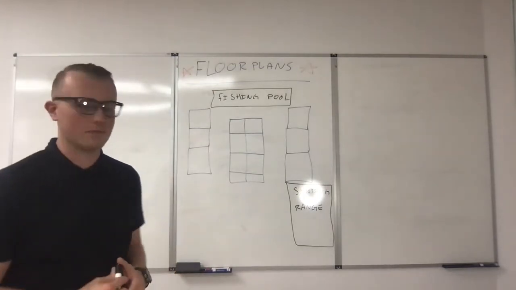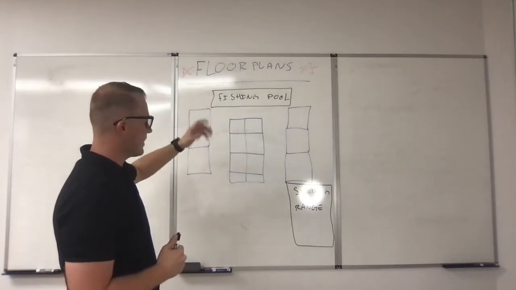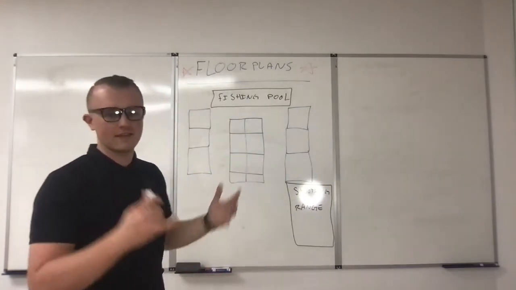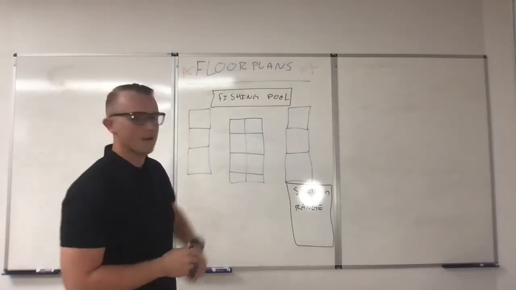Let's take this example for right now. We have 10, 15 booths right here. We have two different attractions: a fishing pool and a shooting range. We'll say this is a sportsman's expo. What would make sense to go right here at the fishing pool?